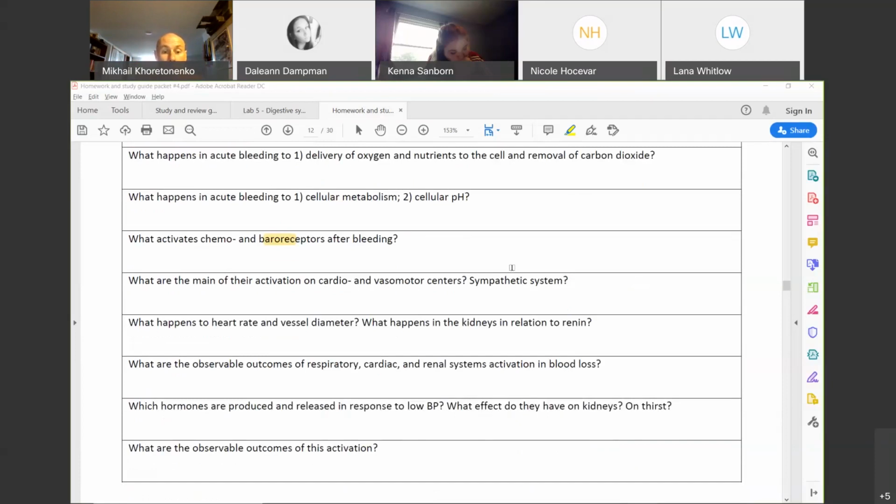So, observable outcomes. People have an elevated breathing rate to increase the oxygen supply. Heart rate goes up. People develop tachycardia. Kidneys do not shut down, but kidneys significantly reduce the amount of urine that they produce. Hormones that are produced and released in response to low blood pressure: epinephrine, norepinephrine, sympathetic stimulation. The renin, angiotensin, aldosterone system is all elevated.